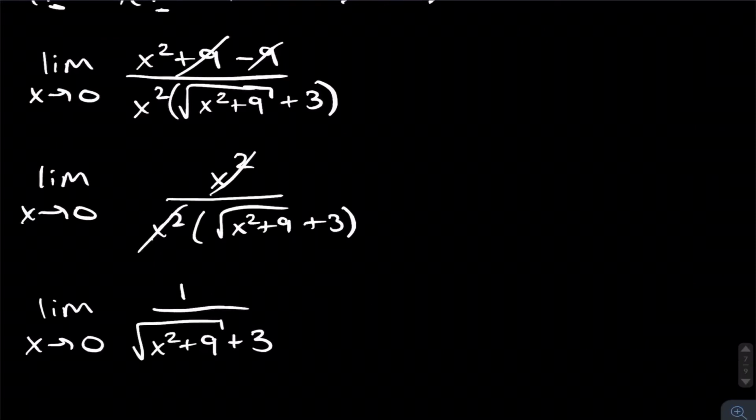And here, we don't have a 0 over 0 case anymore. We can plug in, right? We're not going to get a 0 in the denominator. We're going to have something nice. Plugging in 0, we get 1 over the square root of 0 plus 9, so it's the square root of 9, plus 3. This is going to be a 3, so it's 1 over 3 plus 3. That gives us 1 over 6.